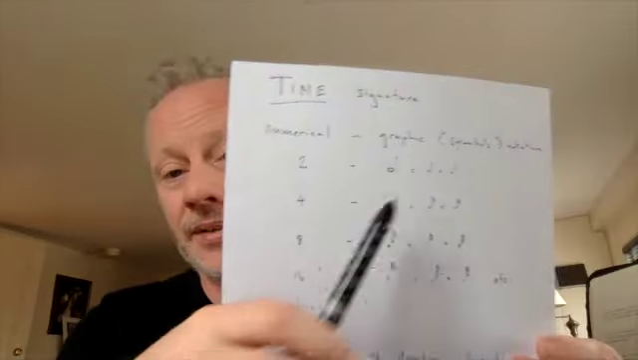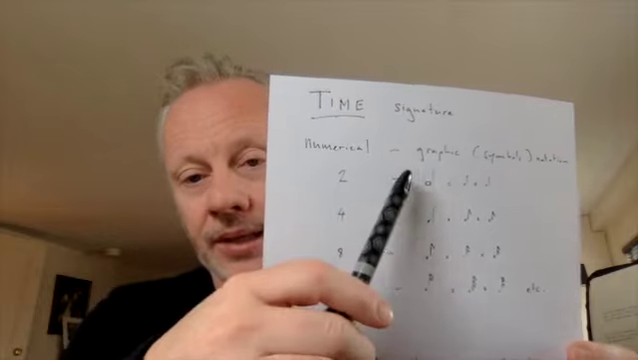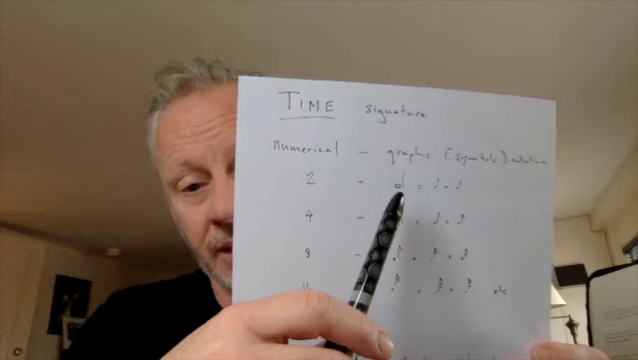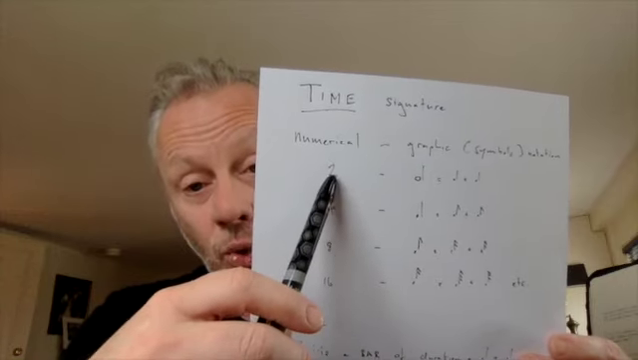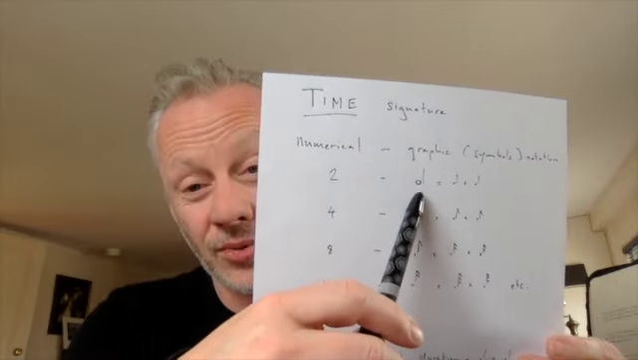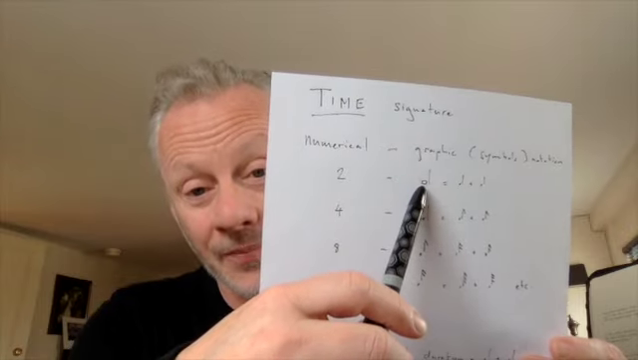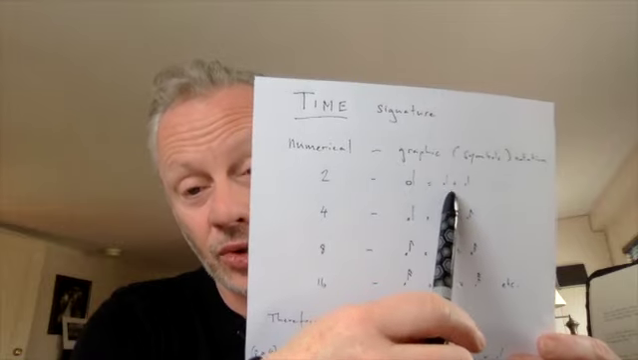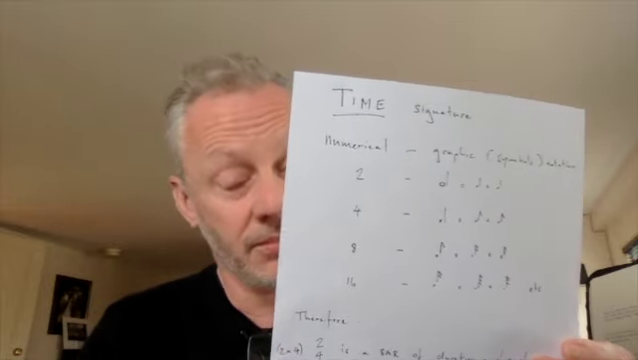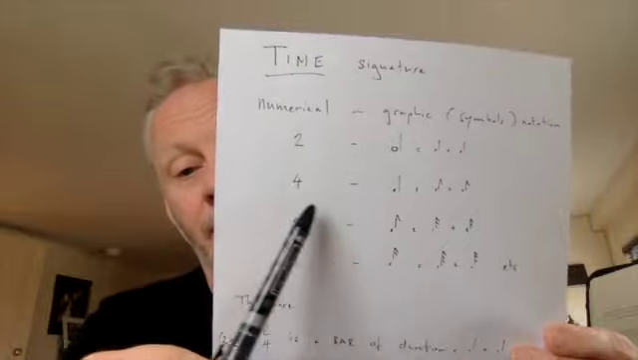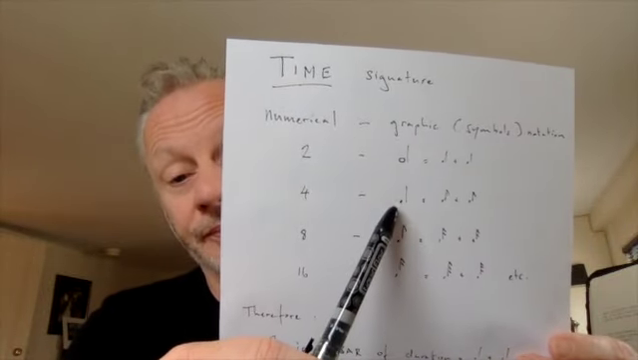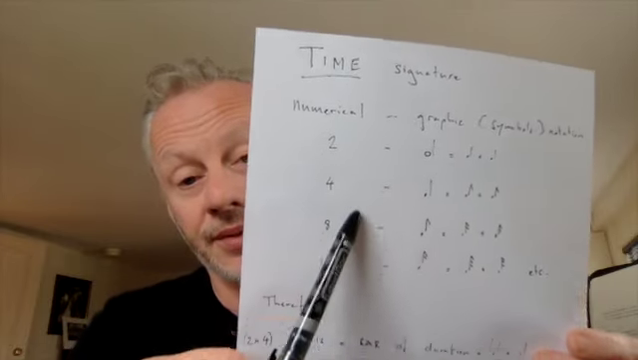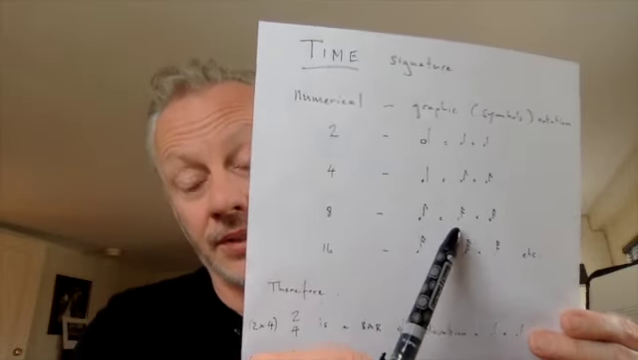Okay? And you see it's numerical, and it translates into a graphic notation, which are symbols, really. So numerically, a 2 translates into what is known as a half note. It's a hollow note, right? And a half note is equivalent to 2 quarter notes. Simple mathematics, okay? 4 represents a quarter note, which splits into 2 eighth notes. That's the durations. And 8 means an eighth note.